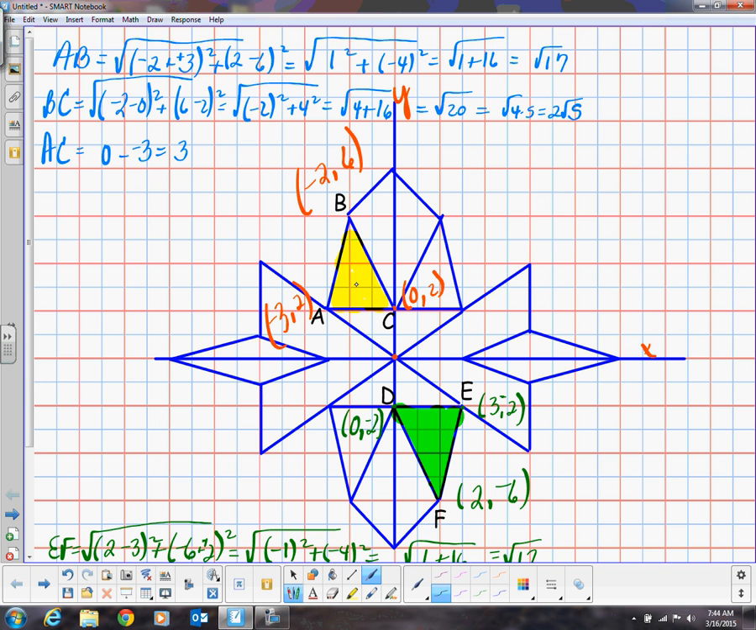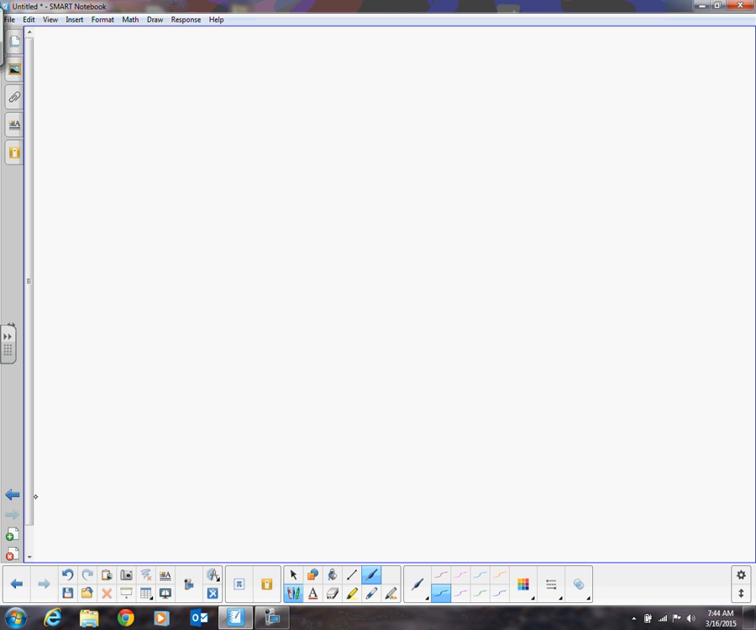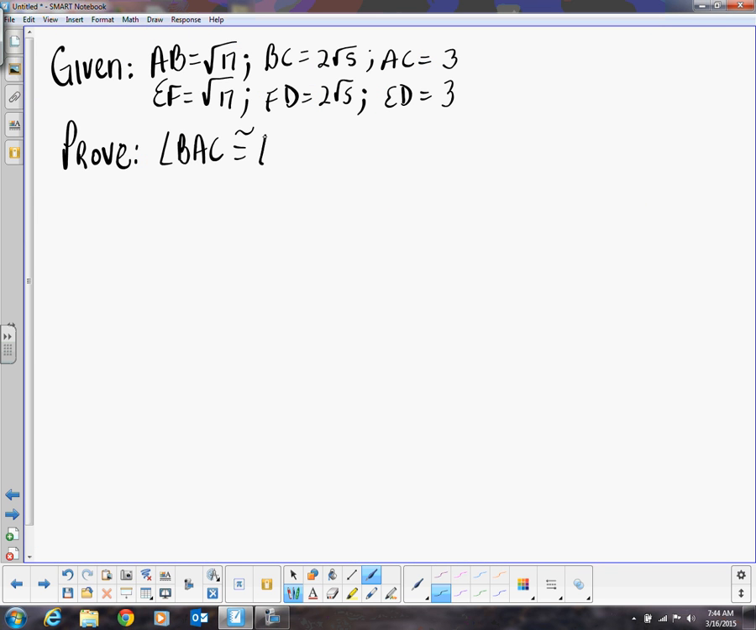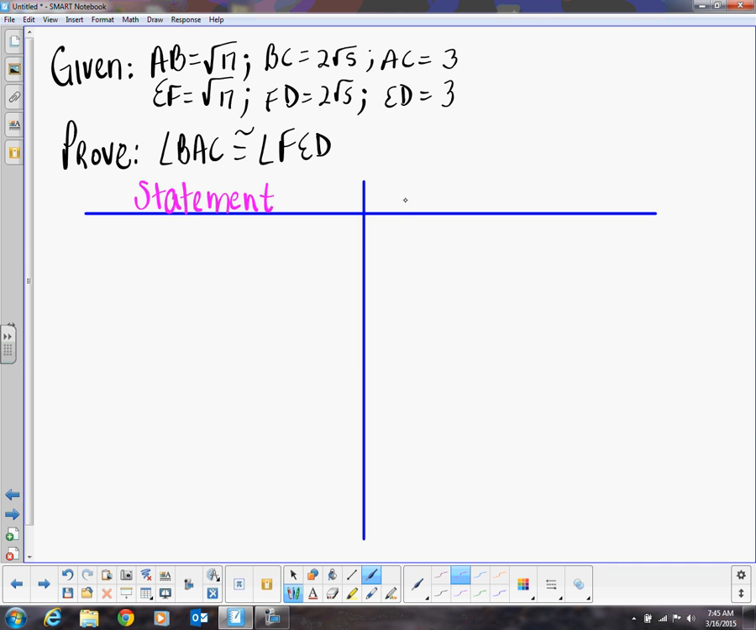Now, I need to prove either, well, I'm not going to prove any segments because I already have my segments. So I think I'm going to prove that angle BAC is congruent to angle FED. Now when you do this, make sure that you correspond your vertices well. BAC is going to be FED. So this is my statement column.